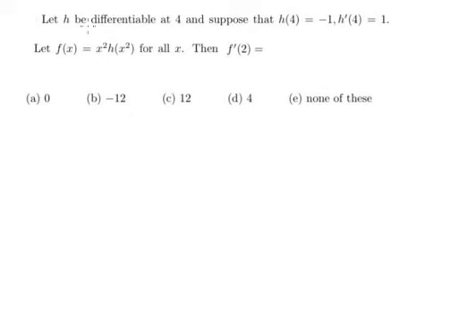Let h be differentiable at number 4 and suppose that h of number 4 equals negative number 1. First, the derivative of the function h at number 4 equals number 1. So we have this function in here. They want to find first the derivative of the function f at s equal to number 2. So now I will show you how to answer. We have this one.